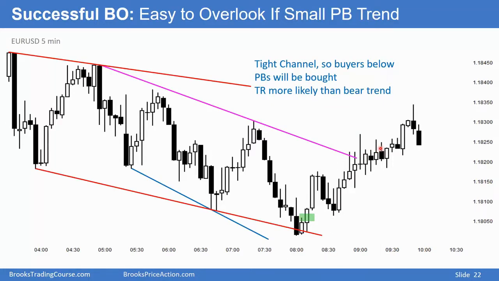In a tight channel like this, bulls are buying that low. They're buying with a limit order at that low, this low or that low, betting that all of those bear reversal attempts will fail. They know it's not a strong bull trend, but they know it's a bad sell, and therefore the market will continue sideways or up.